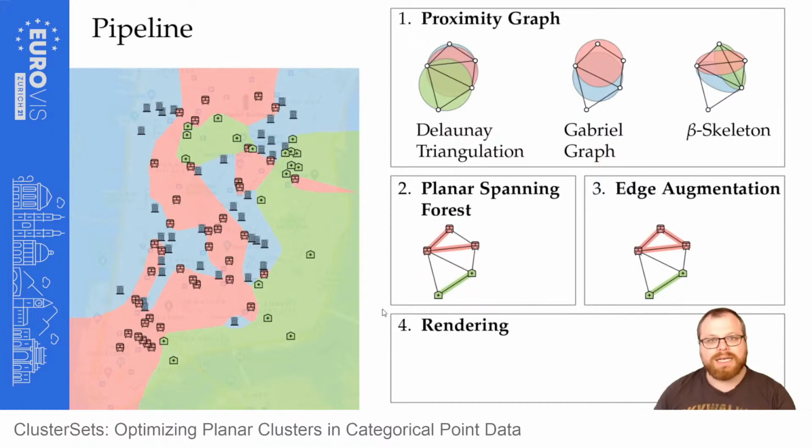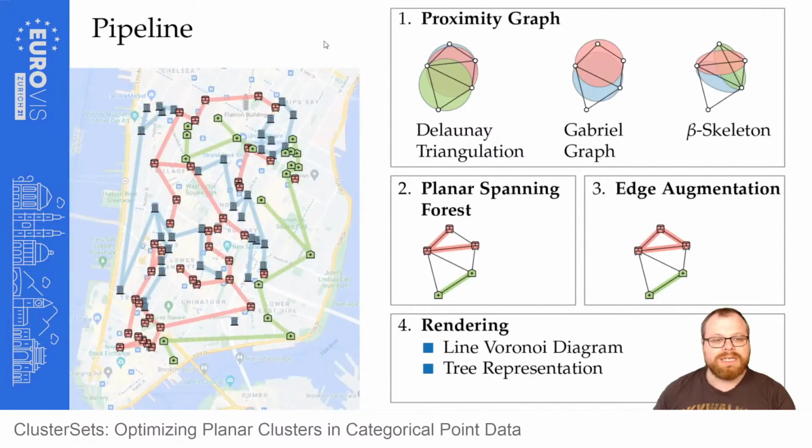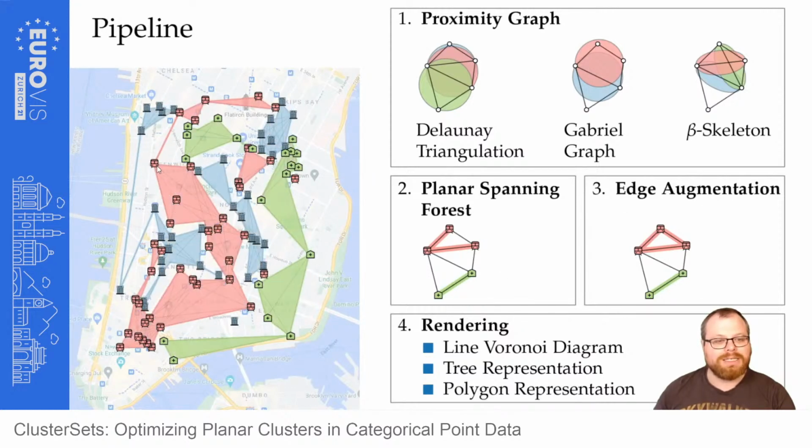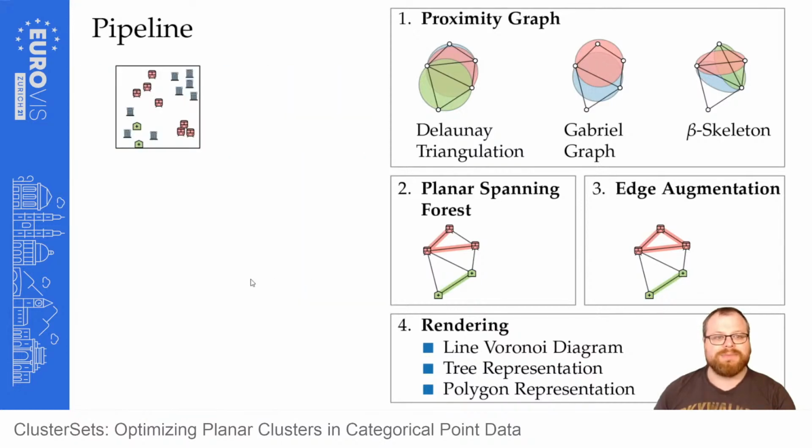For that, there are again different approaches. For example, we can use the line Voronoi diagram, which is what we used in this example here. Or we can simply display a planar spanning forest that we computed in step 2, like here. Or a third approach is to take what we have after step 3 and try to draw empty polygons around these edges. Let's have a look at a smaller example.